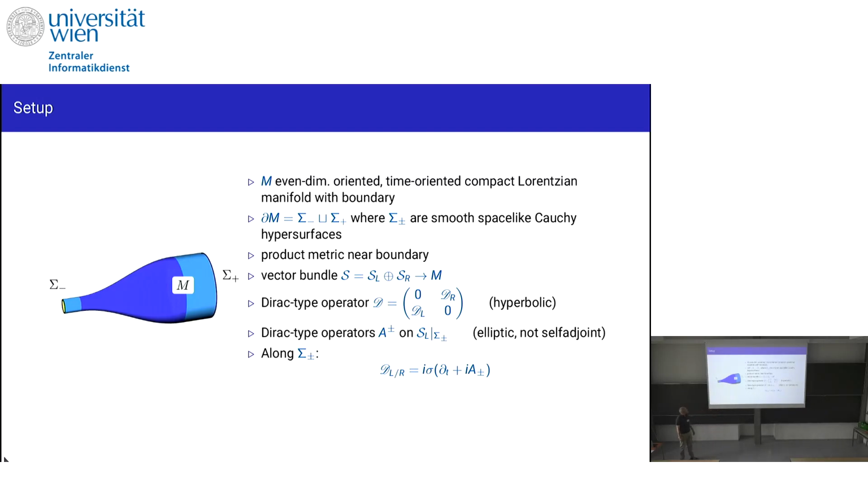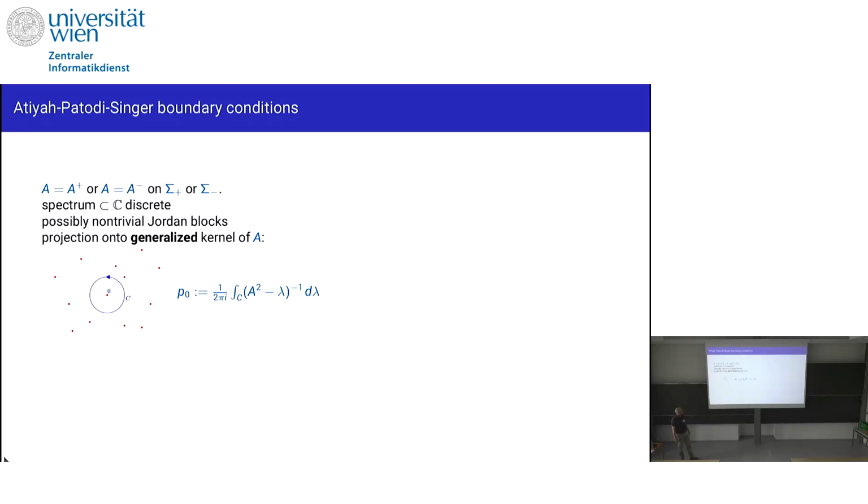Okay, so that's the setup. And now one thing we need to describe are the Atiyah-Patodi-Singer boundary conditions. In the self-adjoint case, if the boundary operator is self-adjoint, you may know how to do it. You take positive eigenvalues, negative eigenvalues, and you project onto the space spanned by eigenspaces to negative eigenvalues, and ask your section to lie in this one along the boundary.